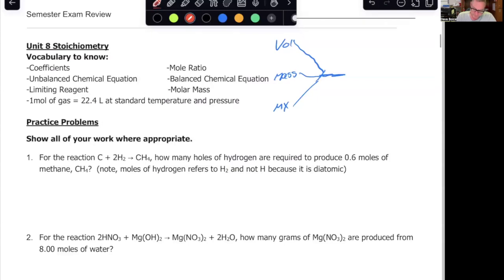you can go from your mole to mole back to volume, mass, or molecules. Well, that's a lot neater looking that way.